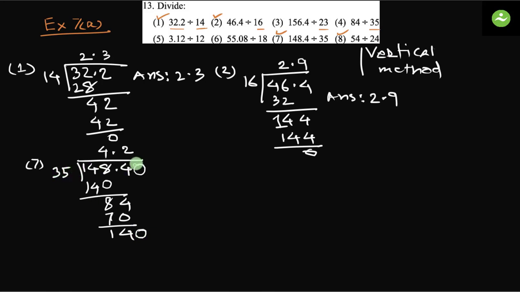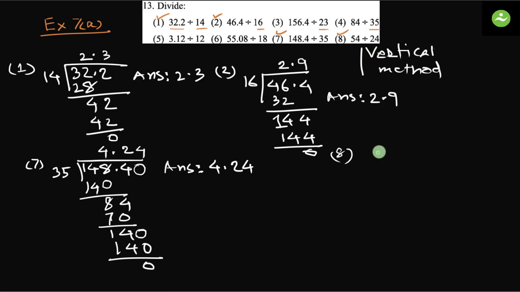So 35 into 4 is 140. Deduct 140, it is 0. So the answer is 4.24. 4.24.